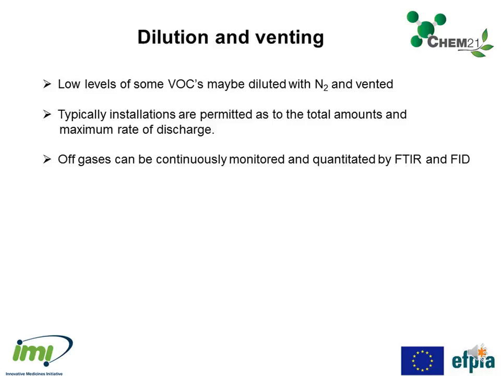So in some cases, we can deal with a gaseous output just through dilution with nitrogen and vent into the atmosphere, depending on the nature of the material we're emitting, of course, and we need to be permitted to do that, of course. So typically installations are permitted as the total amounts of a particular VOC they can emit over a set time period, and a maximum rate of discharge as well. And these days, off gases from plants can be continuously monitored and quantitated by techniques like FTIR and FID.